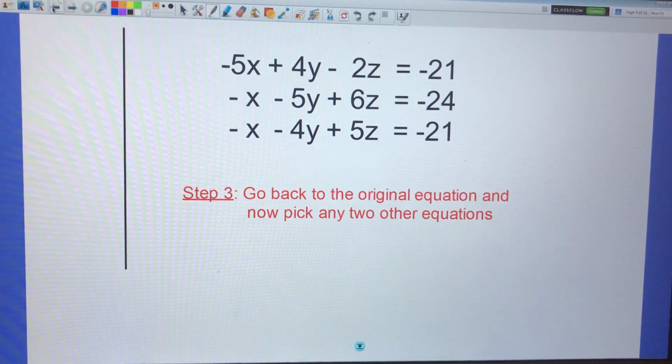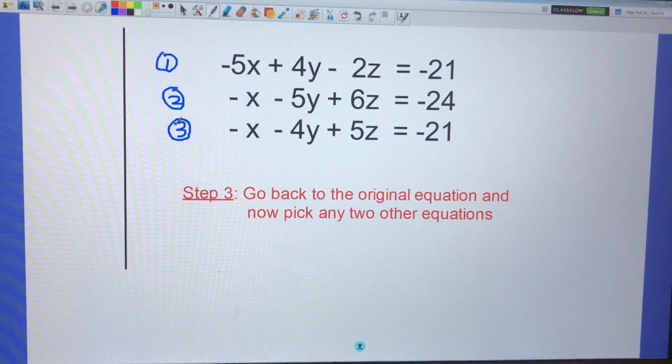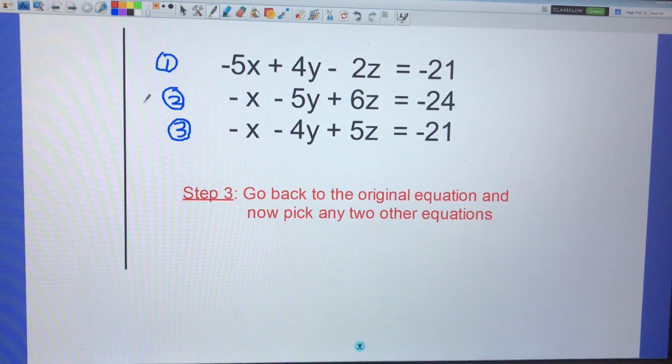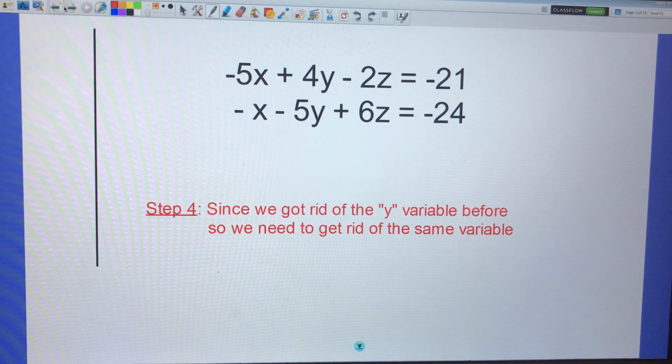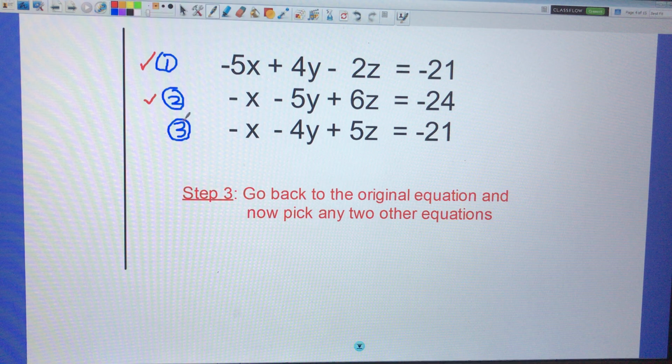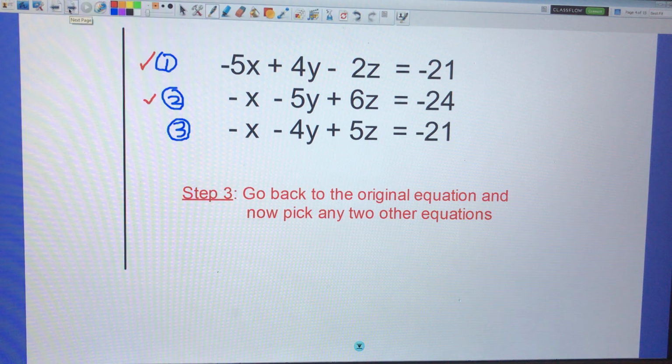Now, remember we had equations 1, 2, and 3. We used 1 and 3 last time, so we have to use 2 this time. And you have to choose either 1 or 3. Let's see what I chose. I chose the second one and the first one. So I chose 1 and 2. What I'm going to do is rewrite 1 and 2, putting them right on top of each other. So it's going to look like this.